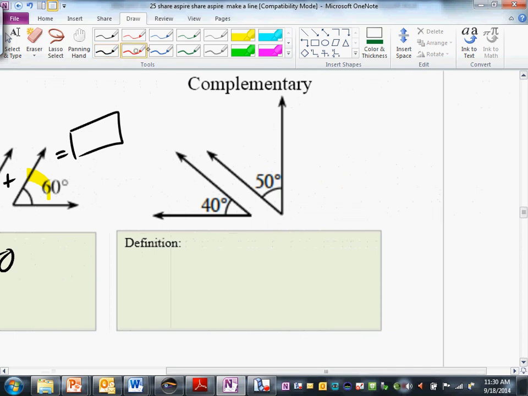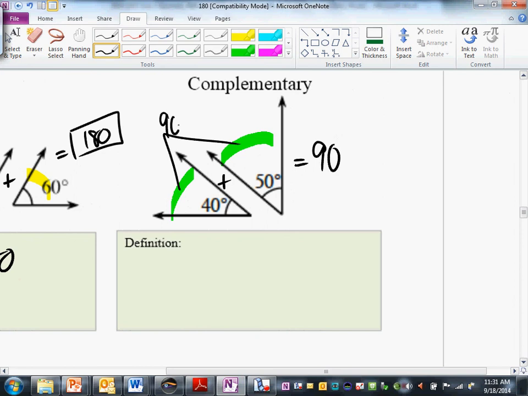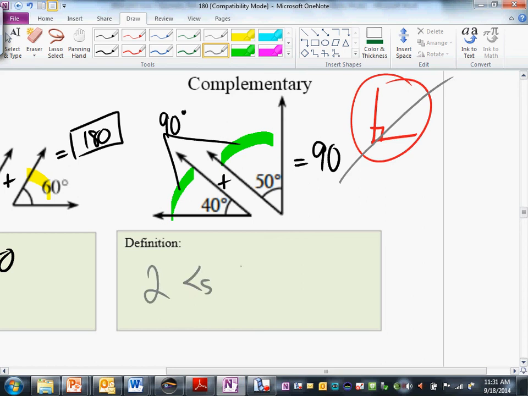Not to be confused with complementary. So sweep these guys, add them up. 90. They could be 40-50, it could be 45-45, 60-30. It doesn't matter what the actual measures are, but they add up to 90. Now, it does not mean it's an individual 90 degrees. So if you draw a right angle, it's not complementary. It's just a right angle. The word complementary is a relational term between 2 angles. So we write 2 angles, sum 90 degrees.